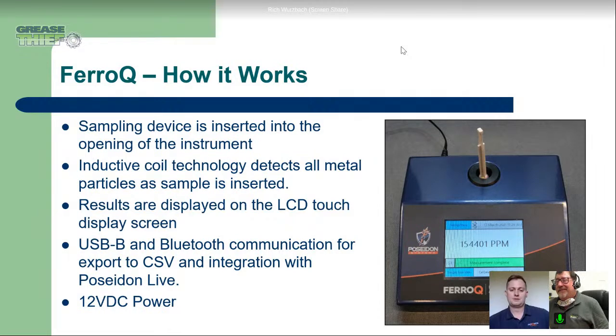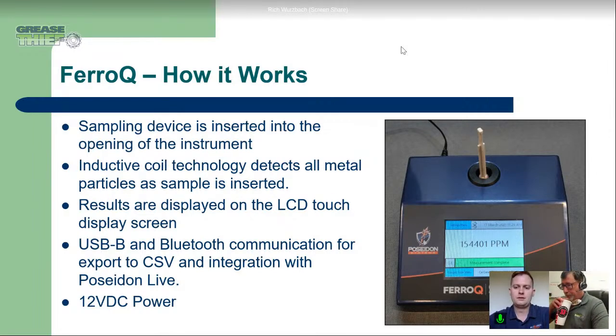Yeah, that's right. So a little more about the FerroQ. This is designed very much with working with the Grease Thief in mind. Once that sample is taken, it can be dropped or placed into that position that you see on the screen, and then within a few seconds, you'll get a ppm readout. Again, it's an inductive coil technology that helps us read this out with the accuracy that we do, and that's an LCD touchscreen display.